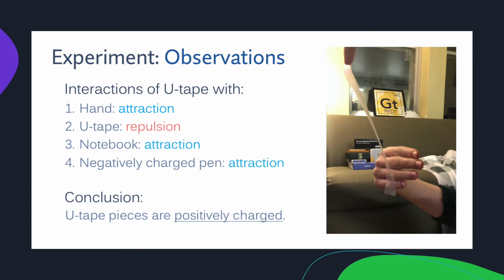Once the pieces of tape were charged, we observed their interactions with objects to determine whether the tape was positively or negatively charged. We noticed that the tape was attracted to our hands, as seen in the photo, that the two pieces of tape were repulsed from each other, and that the tapes were attracted to a neutrally charged notebook and a plastic pen that was run through hair to give it a negative charge. From these observations, we could conclude that the pieces of tape were both positively charged.